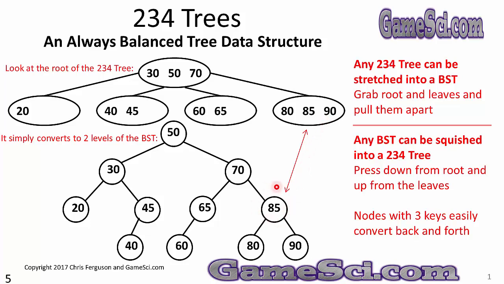It just translates to two levels of a BST, 85 with a left child of 80 and a right child of 90. In the end, you'd have to say 2, 3, 4 trees and binary search trees are the same thing. 2, 3, 4 trees are just squished versions of binary search trees.